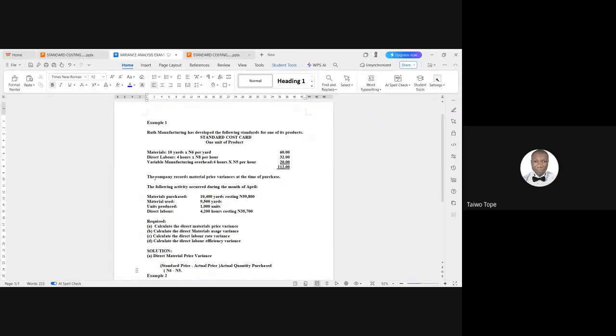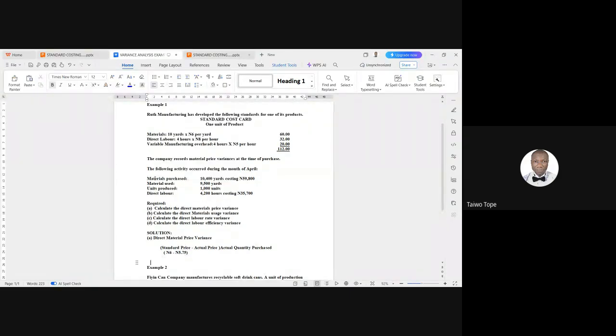It will be 5.75. How do we get that? Let me show it. 59,800, material purchased divided by the actual total yards purchased, 10,400. You are going to get the price for 1 yard to be 5.75. So your actual price will be 5 naira 75 kobo per yard.